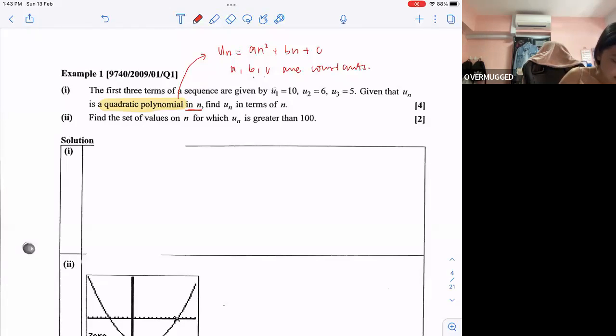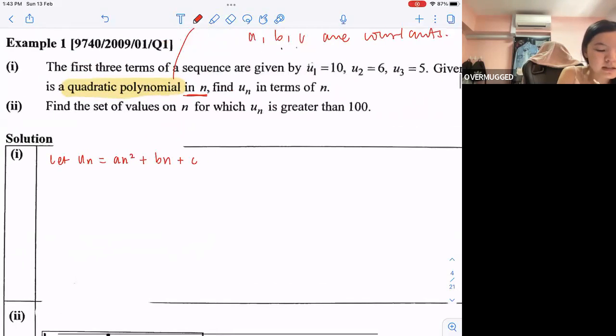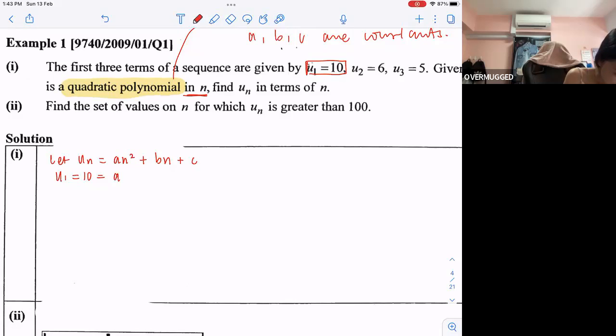First, you're going to let un be an squared plus bn plus c. And what does this mean? The first clue that they give you is u1 is equal to 10. So if u1 is equal to 10, and I plug it into my general formula, what do I actually get? I get that 10 is equal to a plus b plus c. Can you see? So this is my first equation.